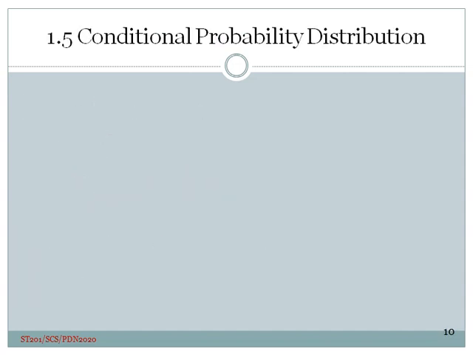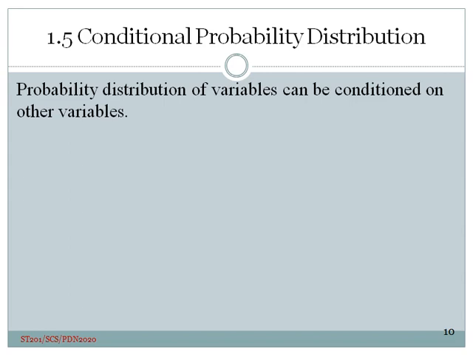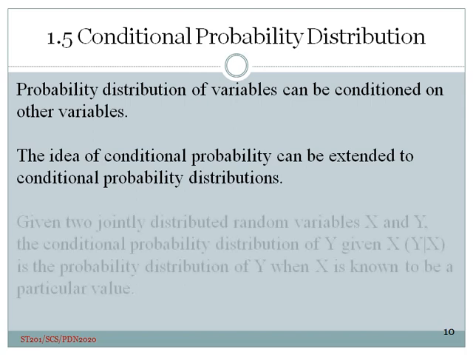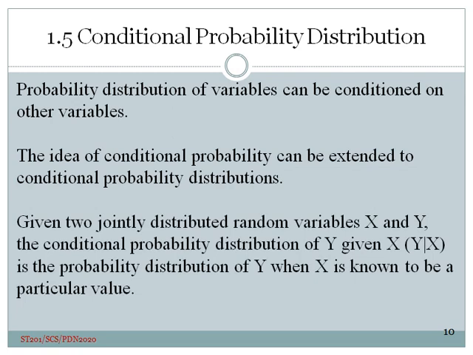Section 1.5 Conditional Probability Distribution. The probability distribution of variables can be conditioned on other variables. The idea of conditional probability can be extended to conditional probability distributions. Given two jointly distributed random variables x and y, the conditional probability distribution of y given x, denoted as y given x, is the probability distribution of y when x is known to be a particular value.